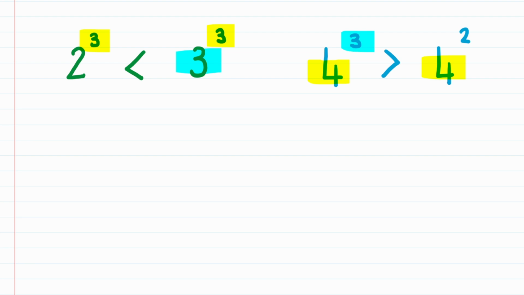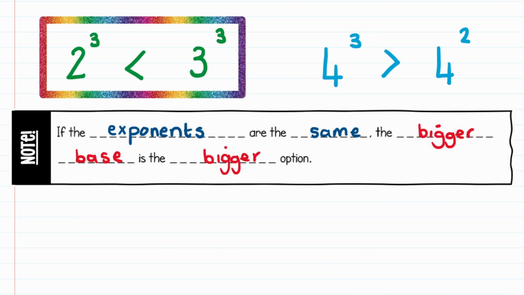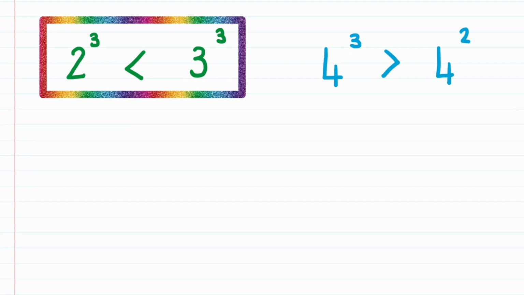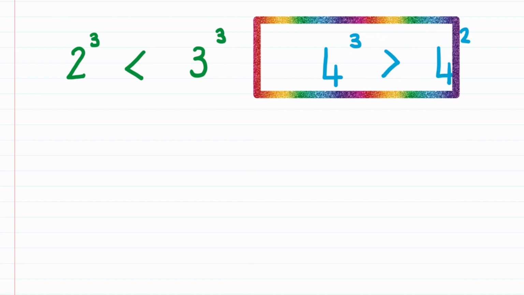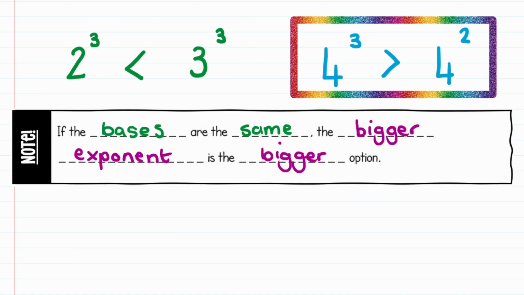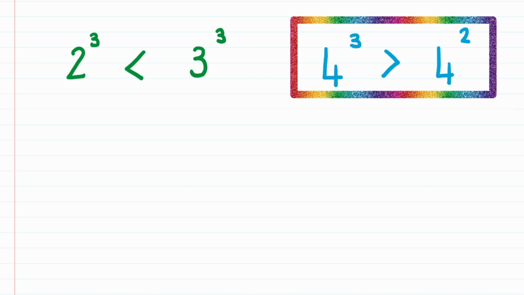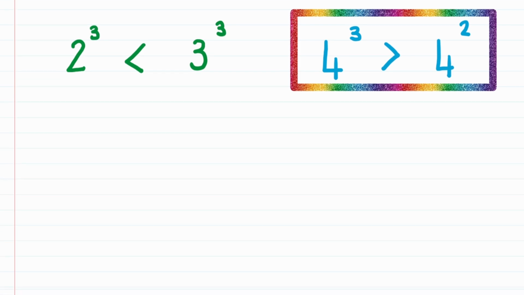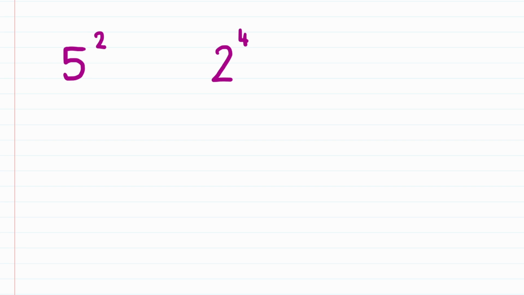This leads us to some important notes. Firstly, if the exponents are the same, the bigger base is the bigger option. And then, like in our second example, if the bases are the same, then the bigger exponent is the bigger option. But what happens if the bases and exponents are all different, like in this next example? When this happens, the following rule applies.